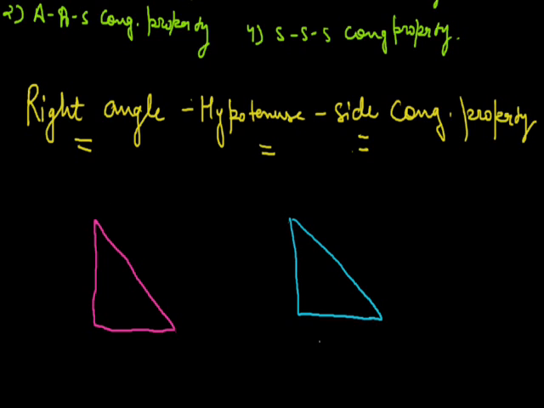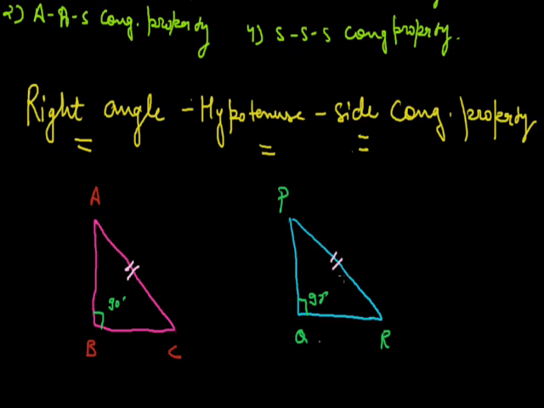We are having two triangles. One is ABC, and the other is PQR. Now, if in these two triangles, one of the angle is a right angle, that is 90 degrees, and the hypotenuse of these two triangles, that is AC and PR, we know what hypotenuse is, the side opposite to the right angle. That is, in this triangle, the right angle is this one, so the side opposite to this angle is AC, and in this triangle, the right angle is angle Q, and the side opposite to this angle is PR.